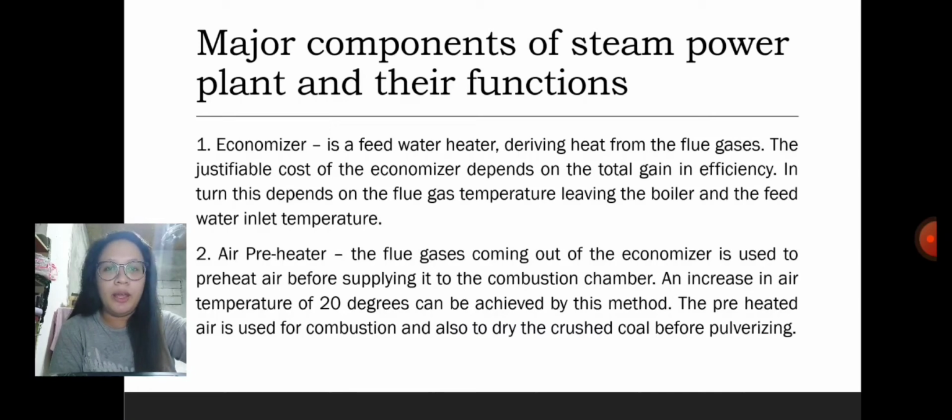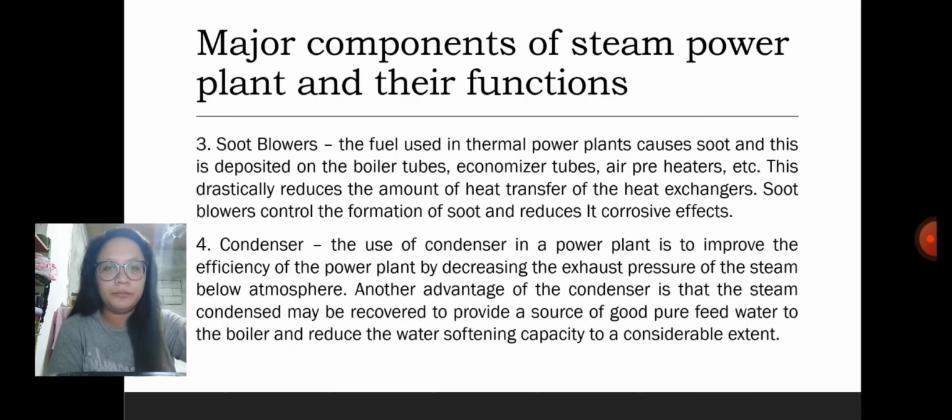Number 2. The air preheater. The flue gases coming out of the economizer are used to preheat air before supplying it to the combustion chamber. An increase in air temperature of 20 degrees can be achieved by this method. The preheated air is used for combustion and also to dry the crushed coal before pulverizing.